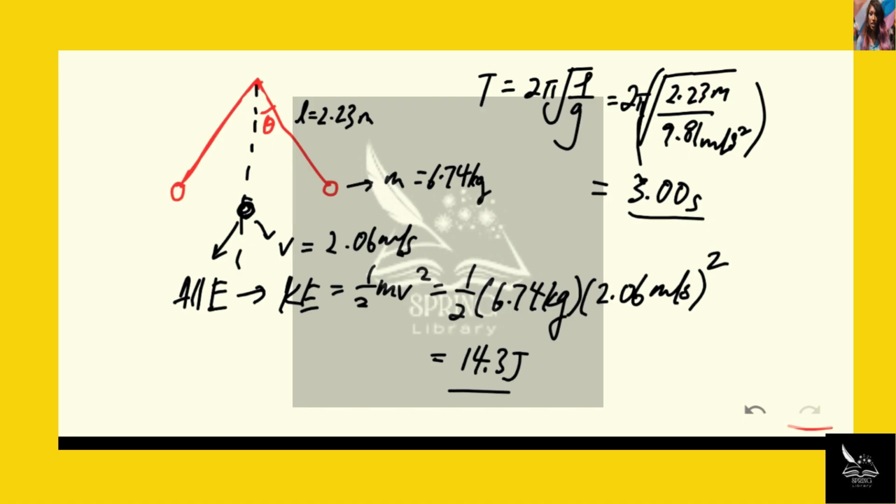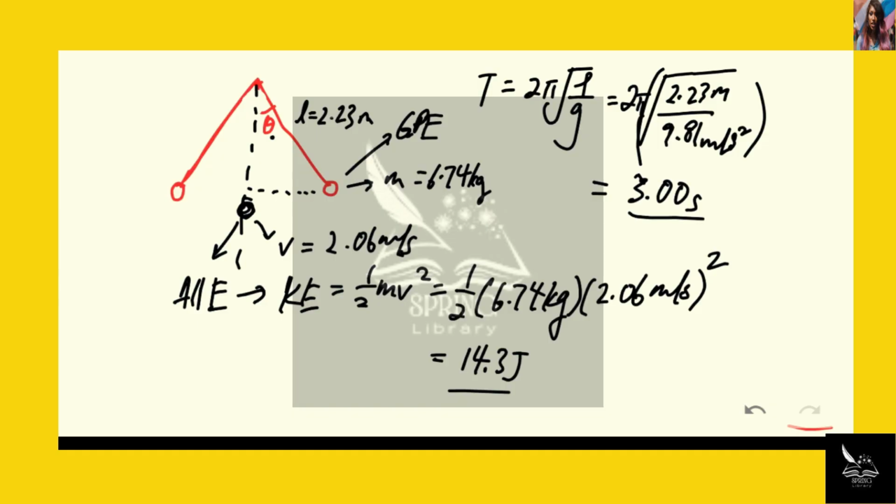Now for the last part, it's slightly trickier. We want to find the maximum angular displacement. Now this is the point when all the kinetic energy is converted into gravitational potential energy, right?